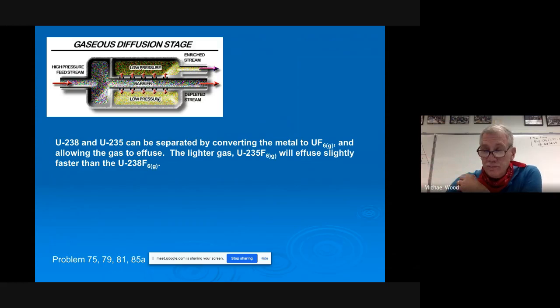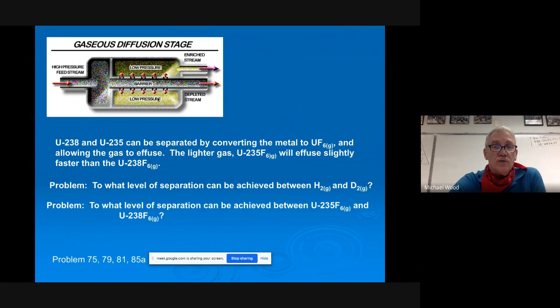And they have these big buildings to do this in. And this is how the United States was kind of thinking Iran had a nuclear weapon. So again, nothing you need to know, kind of for your information.